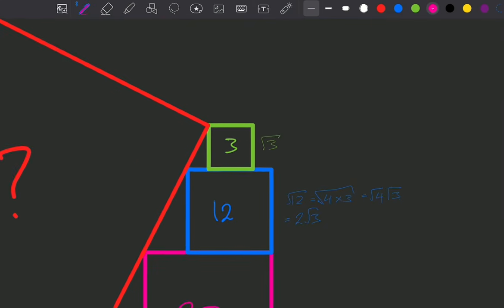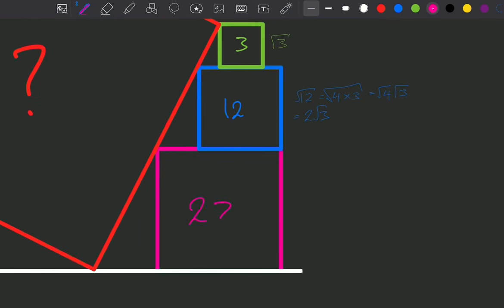We can do a very similar thing with the pink one. 27 is 9 times 3. So imagine up here, if we replace this 4 with a 9, when we square root that, we'll get a 3. So the side length for the pink one is going to be 3 times the square root of 3.